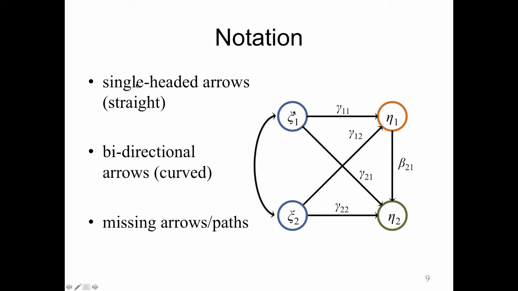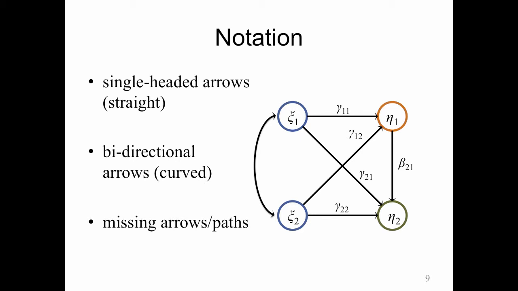How about I go from psi1 along the curved path to psi2? Then I can go from psi2 to eta 1. Oh, I just realized this isn't labeled. That should be labeled with an R. So that path would be along R, which I'll label R21, the correlation between psi1 and psi2. That's the correlation value times gamma 1, 2.